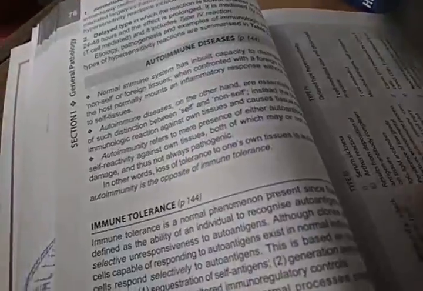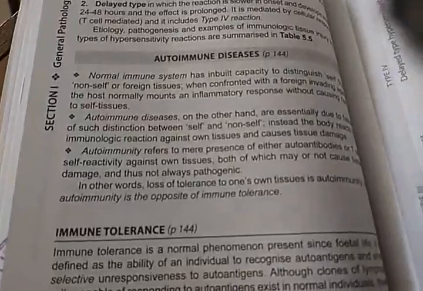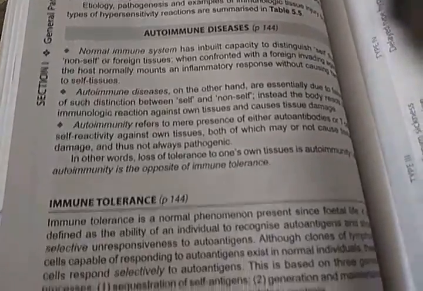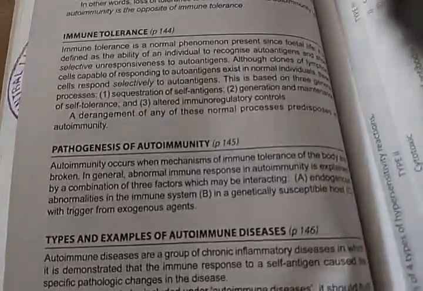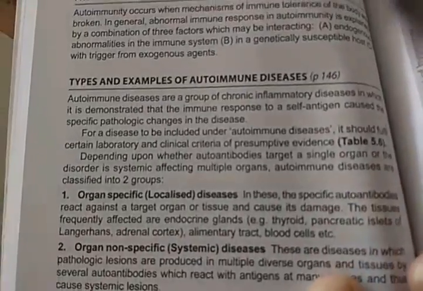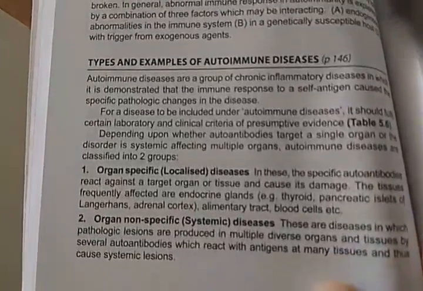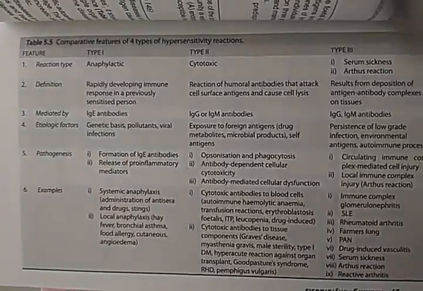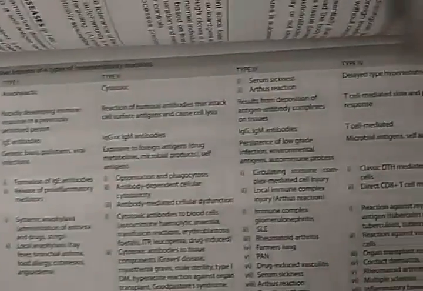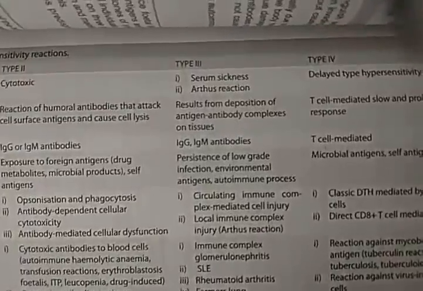Look at this, autoimmune diseases. Normal immune, autoimmune, okay, immune tolerance, pathogenesis of autoimmunity, types of autoimmune diseases. You have specific diseases of the organs, then you have non-specific. Non-specific, can you name a few? What is this table here? Hypersensitivity reaction, type 1, type 2, type 3, type 4 hypersensitivity. Type 4 is the delayed type, right, guys?